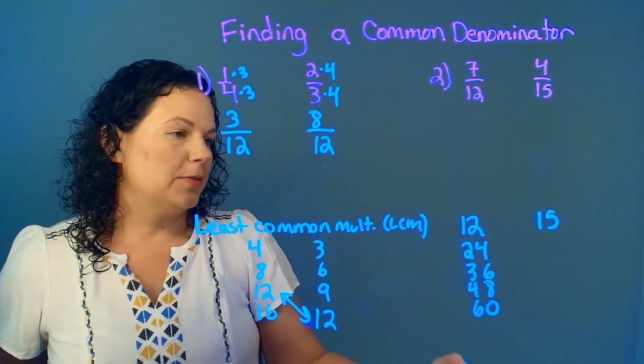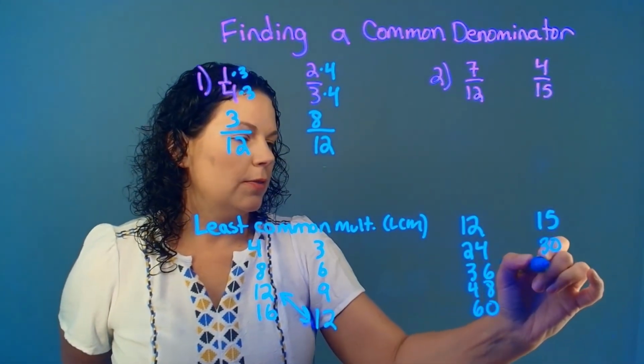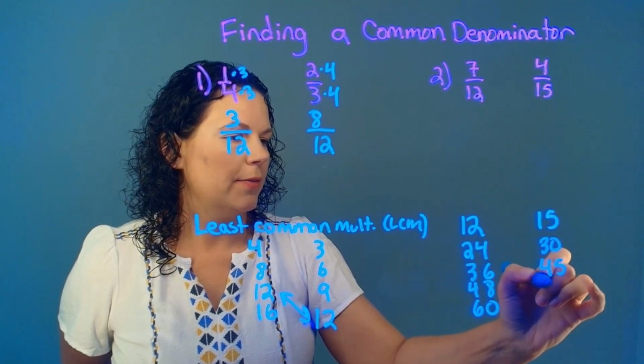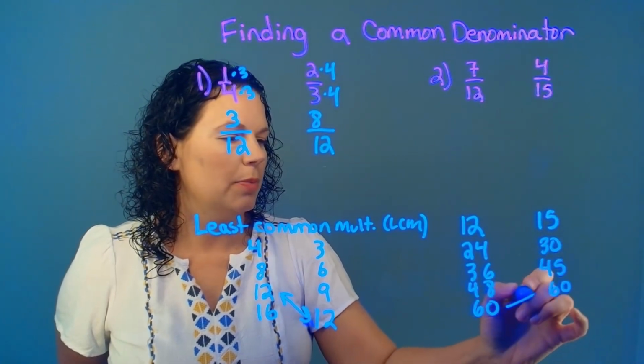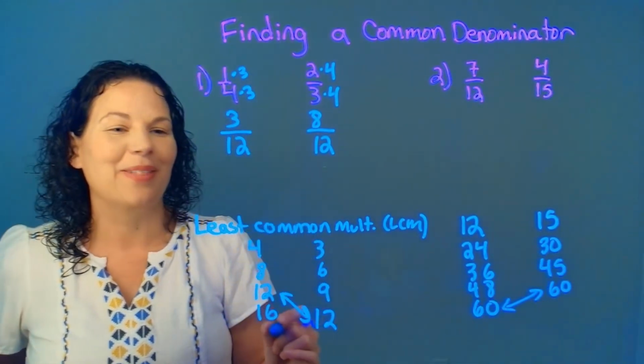15 times 1 is 15. 15 times 2 is 30. 15 times 3 is 45. 15 times 4 is 60. Oh, there is where they are the same.